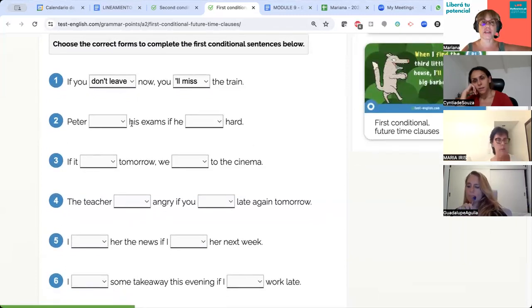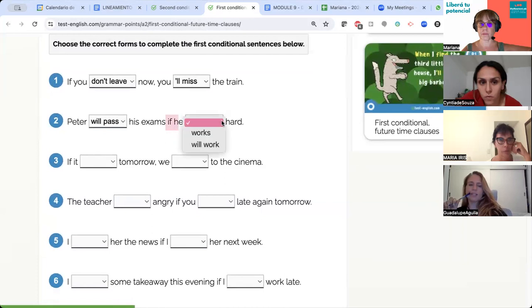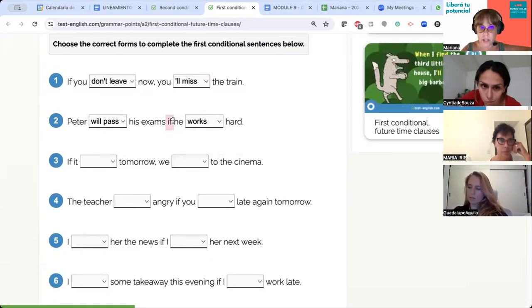Okay. Peter, his exams, if he works hard. Ojo, ¿dónde está el if? Peter will pass his exam if he works hard. Okay, perfect. So it's very important to detect the if, where the if is.